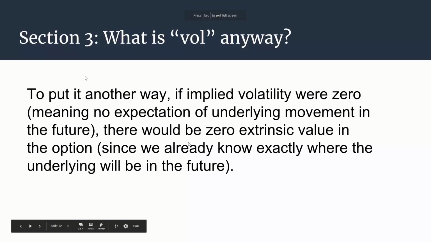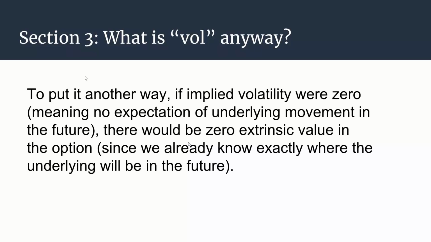Okay, so I'll continue. If implied volatility was 0, that means the option market is pricing in no future movement. And the only time that really happens is at expiration.